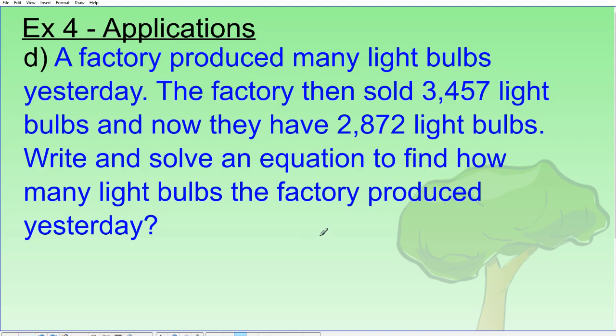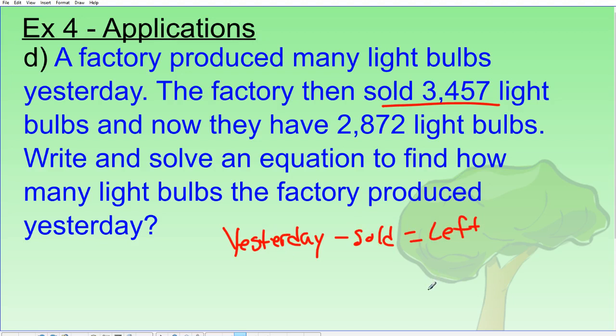Okay, so verbal model. They made a bunch of light bulbs yesterday. It says then they sold a whole bunch. Now, if you're selling a whole bunch, are you getting more or are you getting less? You would have less, right? You sold some. They're making money, but they're selling. Their light bulbs would go down for each light bulb they sold. So they had some light bulbs made yesterday. Then they sold some, and now they have some left over. This is my verbal model. This kind of fits the scenario they're giving me.